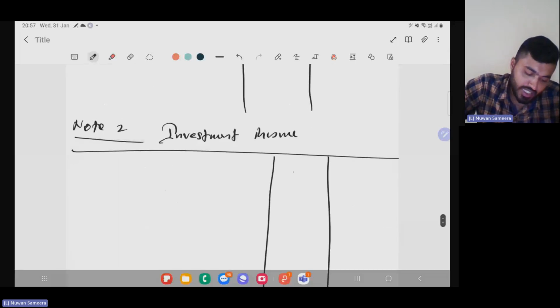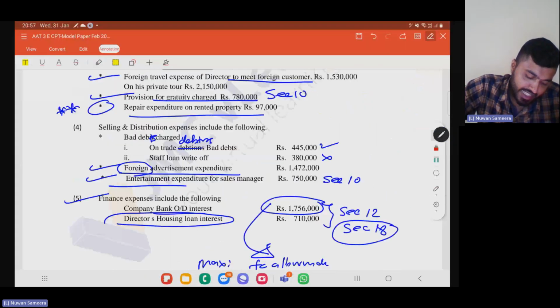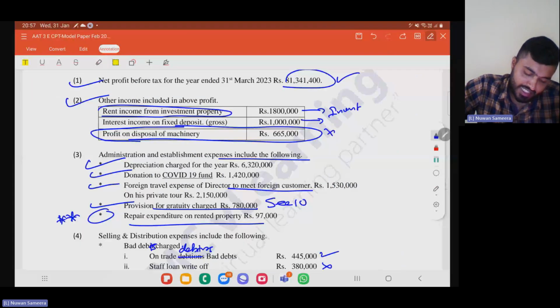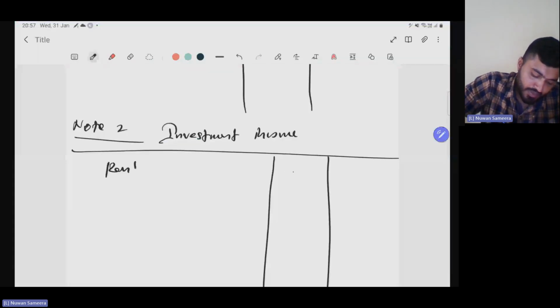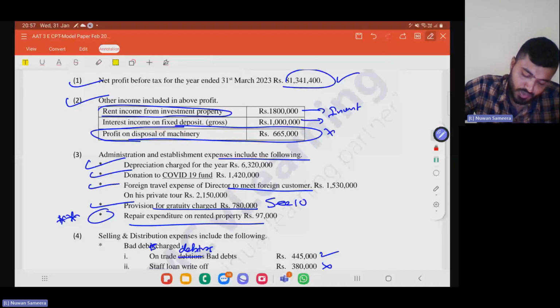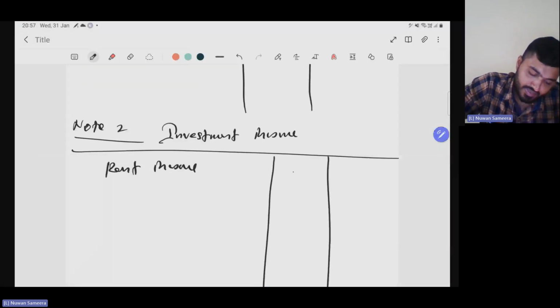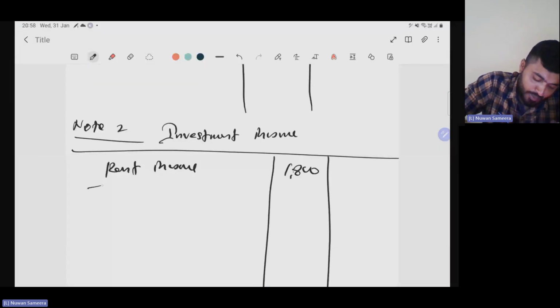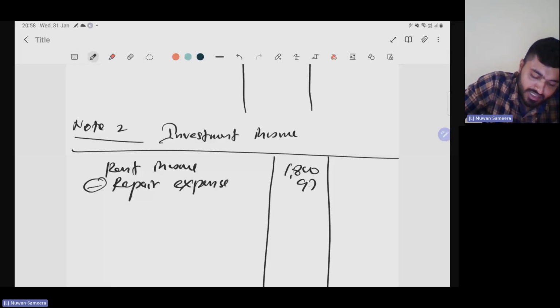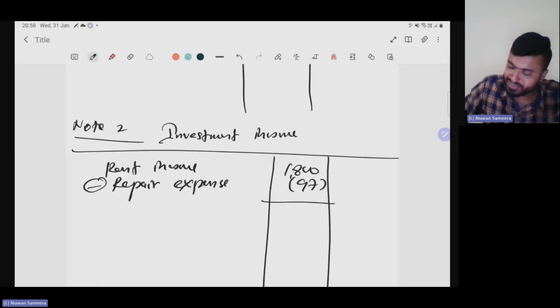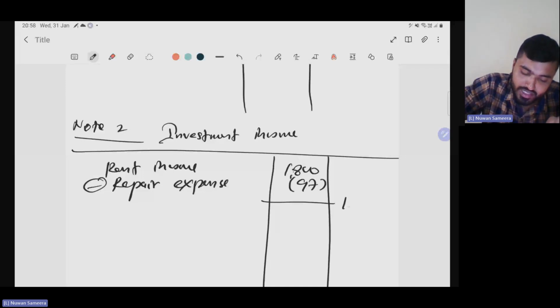So there were two investment incomes. Can you remember? Rent income. So how much is the total rent income? In this case, 1,800. From that, you have to keep in mind, you can deduct the repair expense. Can you remember the repair expenses which were not allowed under the business income? You can deduct them from here. 1,800 minus 97, simply 1,703.